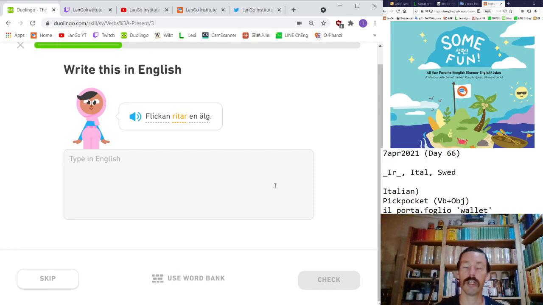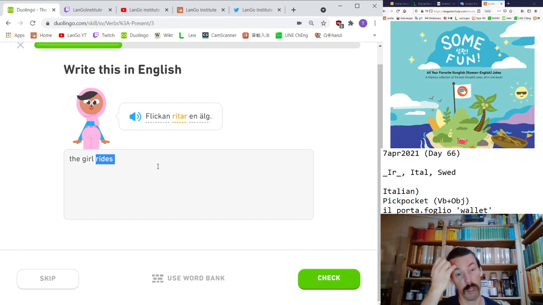Flickan ritar en älg. The girl ritar rides, I'm guessing. Wait, those don't match. Ritar. It's the verb to write that is cognate. German, and if it was the same verb, it would have a D in Swedish, matching the English D. Or it would have dropped, or not, but not a T in any case. So draws a moose, not rides a moose.